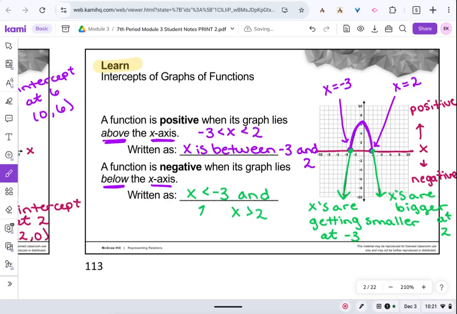So this symbol right here is smaller, less than. This symbol is greater than or bigger, okay? So anytime it's smaller, we use that less than symbol. Anytime it's bigger, we use that greater than symbol. Now we're going to do quite a few examples, so I know it's a lot to look at right now, but we're going to get into some examples now.